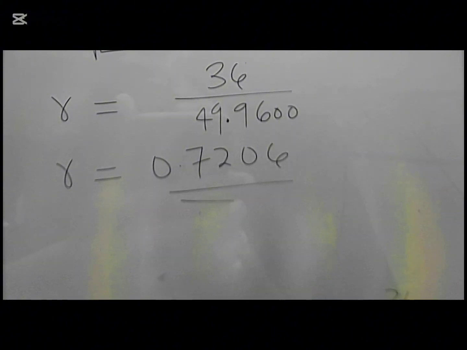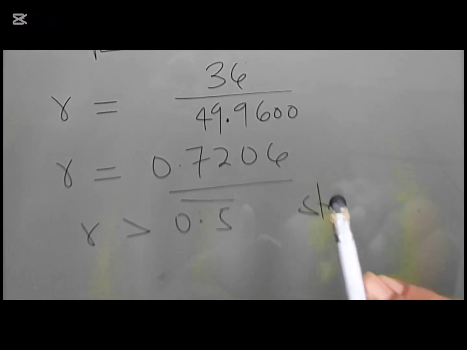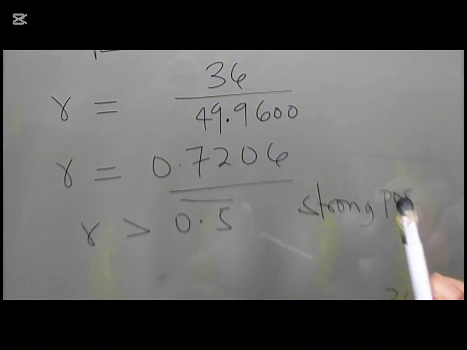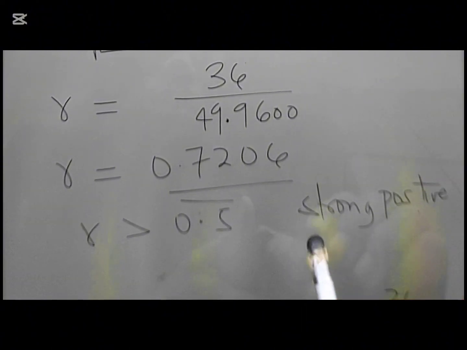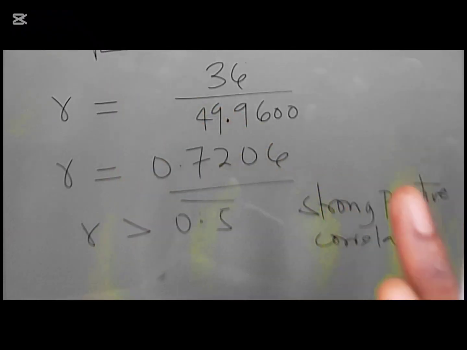The answer is 0.7206. Now to interpret this, we see that this correlation is greater than 0.5, so we call it strong positive correlation. Please take note of this. This is said to be strong positive correlation.